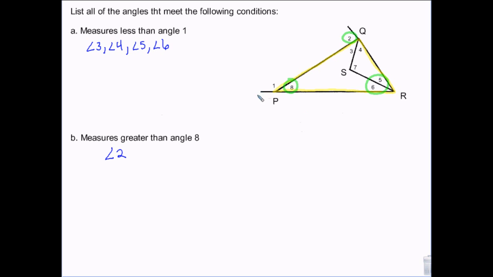Like angle 1 looks like it's bigger than angle 8, but we don't know for sure that this is all drawn to scale. The only one we can say for sure is greater than angle 8 is angle 2, because of the theorems, yeah.